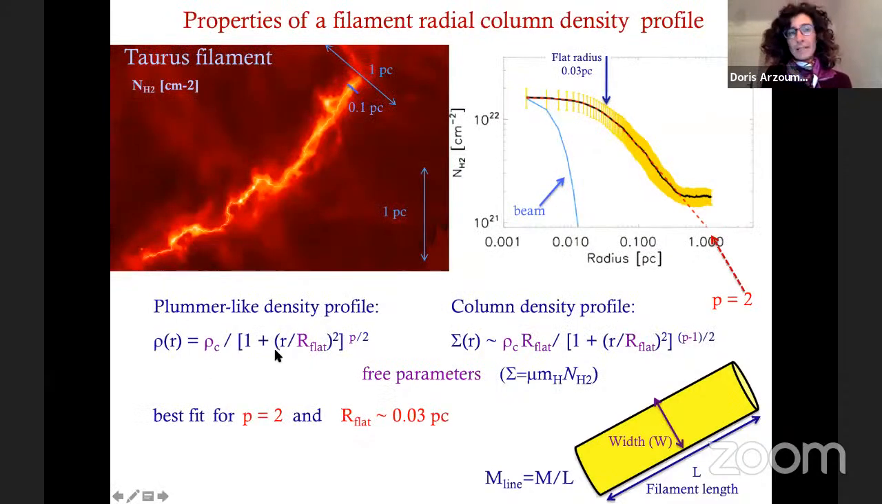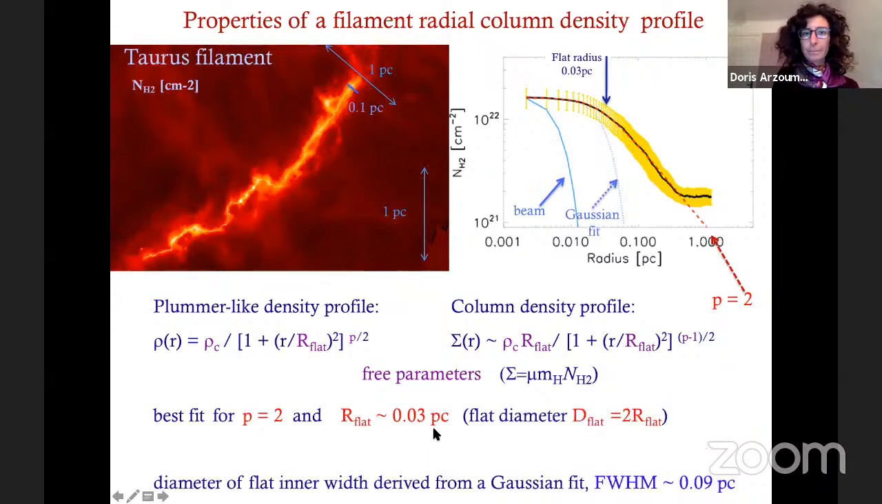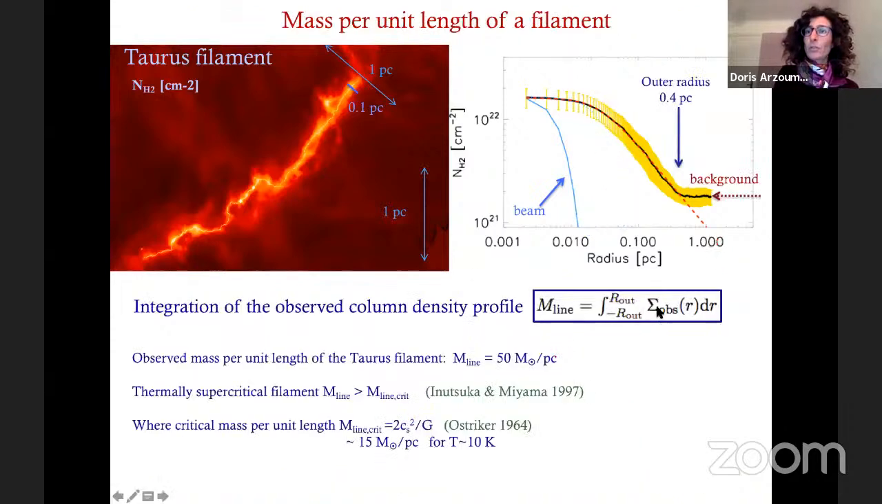And so what we can do is to use these functions to fit the observed profiles, and then derive the values for the power law slope at large radii and the flat inner radius, which are given here. So for instance, for this filament, p equals 2, so the density decreases as r to the minus 2, and R_flat is of the order of 0.03 parsec. And then what we can also do is to use a Gaussian fit in order to describe the central width. But this Gaussian fit actually cannot reproduce the power law wing of the profile. So that's why the Plummer-like profile is a more appropriate function to describe the profiles of the filaments.